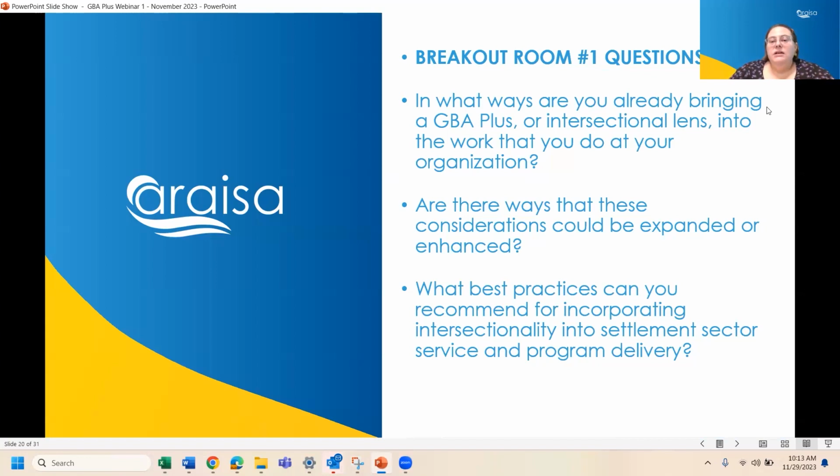I'm going to do a couple breakout rooms during today's session so we can have some really good dialogue amongst participants, and hopefully can share best practices, experiences, or questions. So for the first breakout room, the questions are, in what ways are you already bringing a GBA plus or intersectional lens into the work that you do at your organization? Also, are there ways that these considerations could be expanded or enhanced? And what best practices can you recommend for incorporating intersectionality into settlement sector service and program delivery?